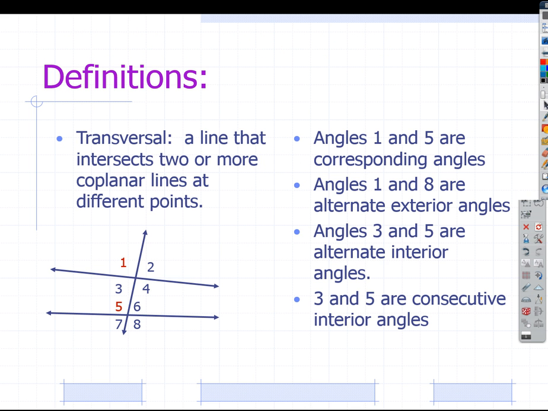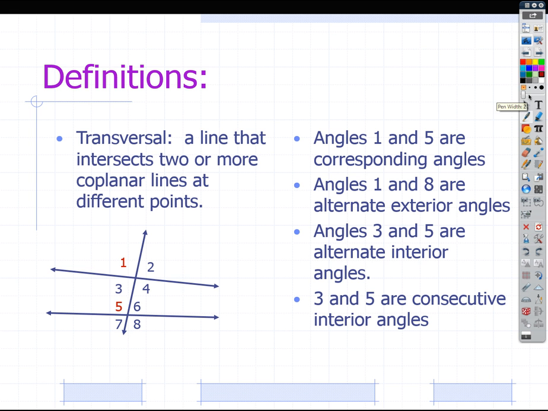So the other thing we want to look at then is the situation we get when we have some lines that are cut by what we call a transversal. Transverse in the English language just means across, right? So this is a line that's cutting across some other lines. The definition of a transversal is a line that intersects two or more coplanar lines. That's important. So they have to be in the same plane, and it has to intersect them at different points.